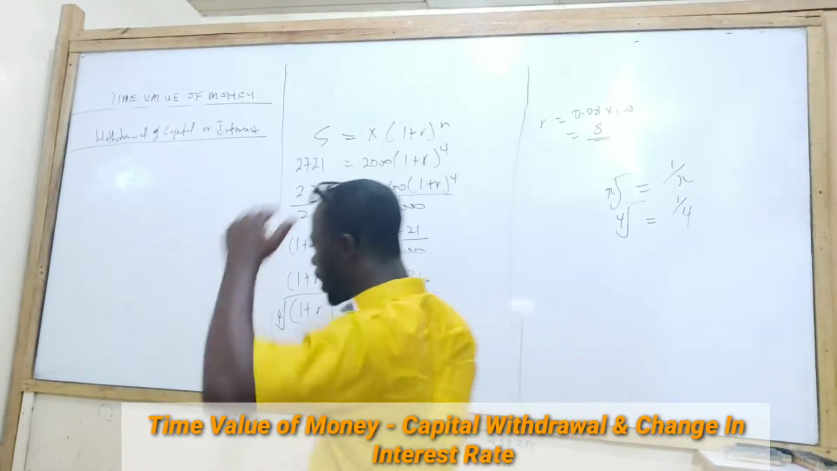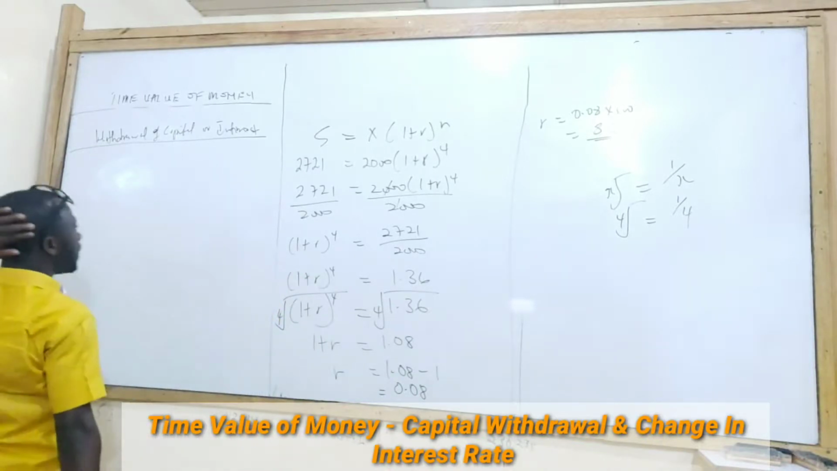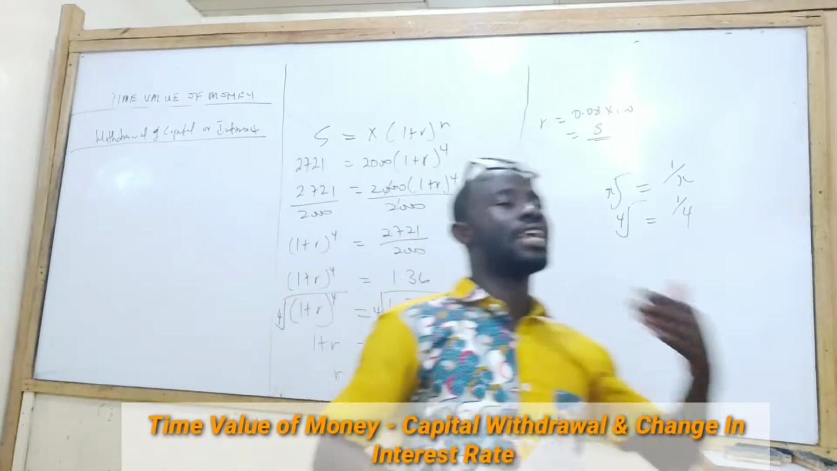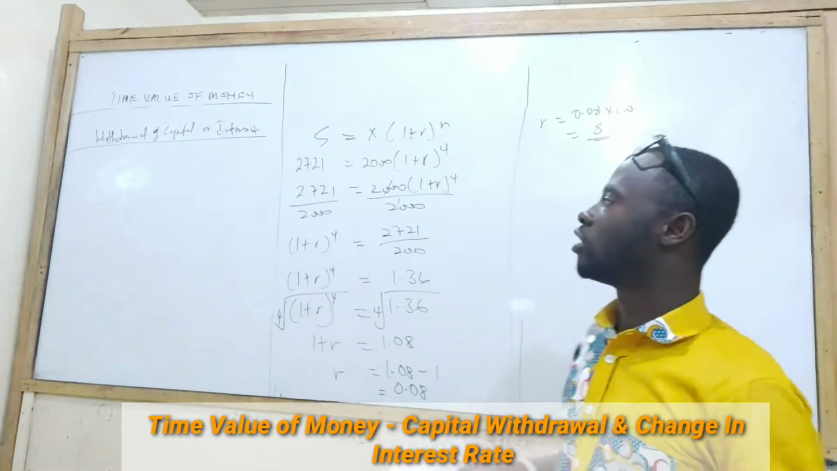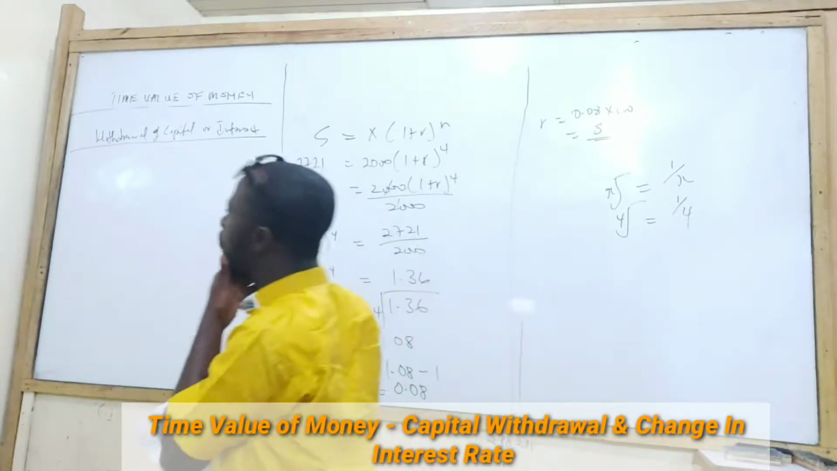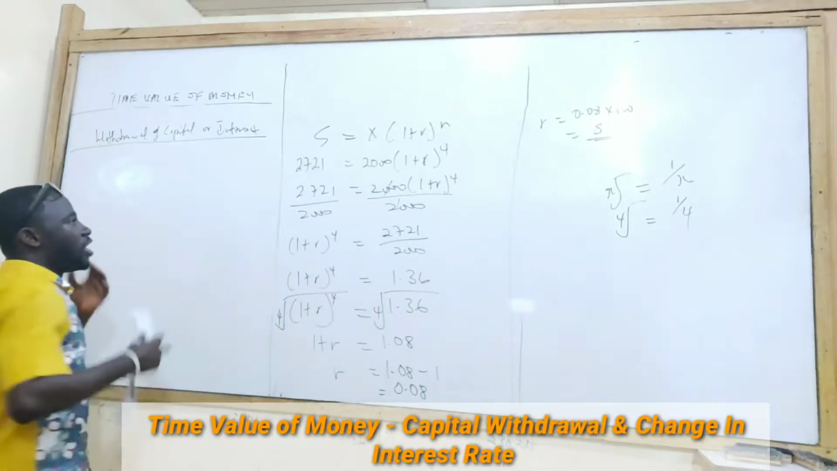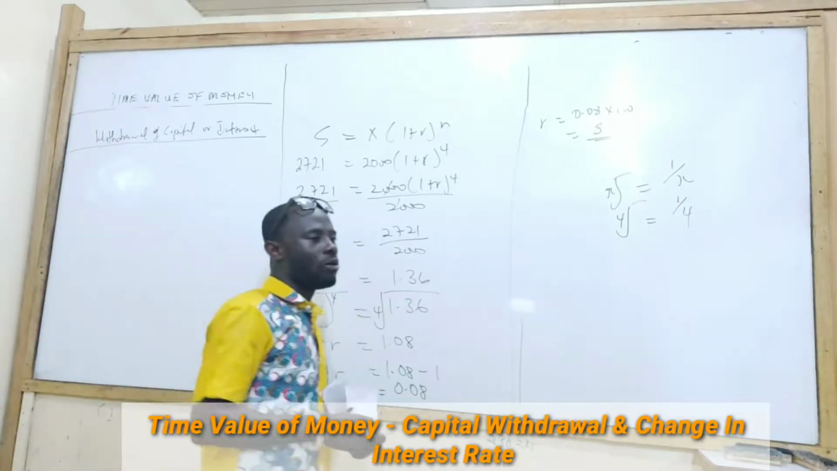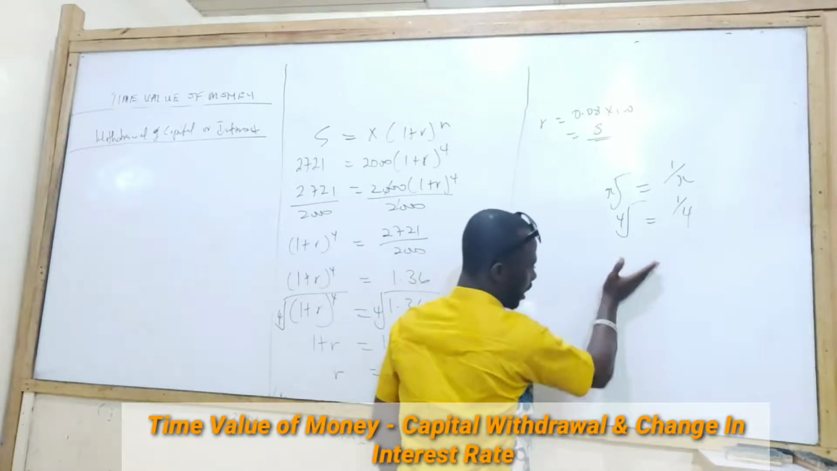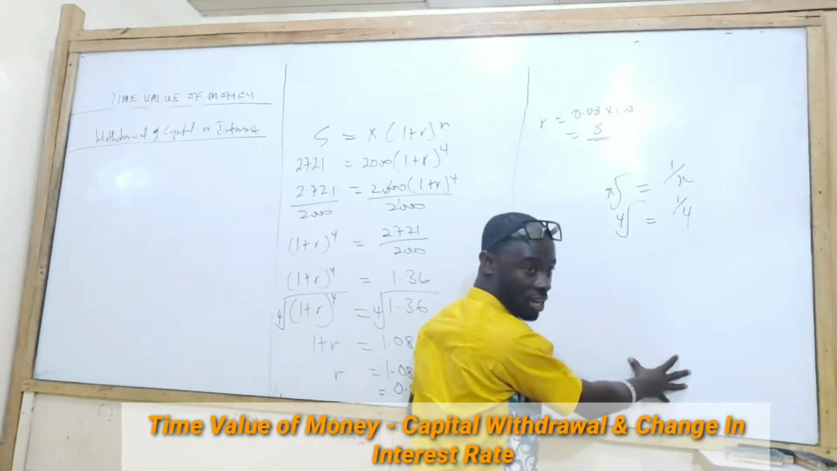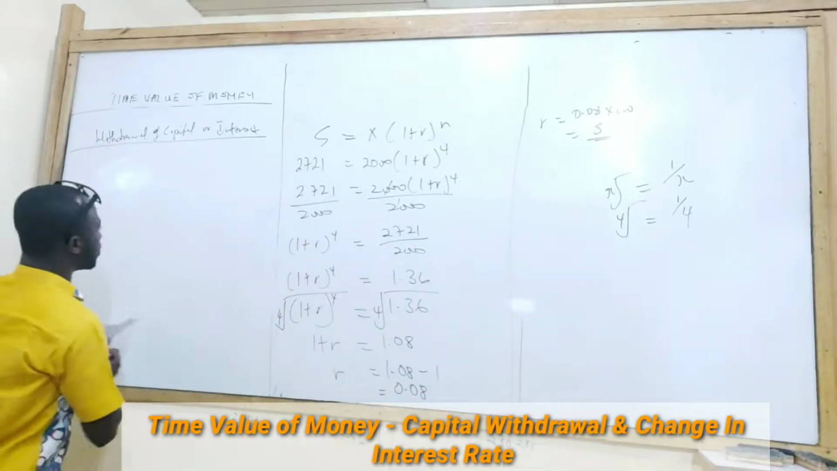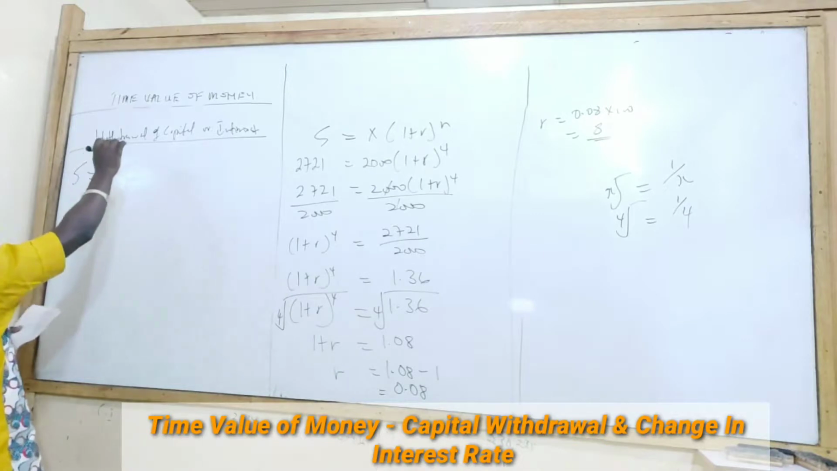Now, there are times when a company makes an investment or goes for a loan, and as time goes on, the interest rate changes or the company will withdraw some of the money. If they withdraw some of the money, then we calculate the interest up until when they withdraw the money. Then after that, we begin to calculate the interest again.